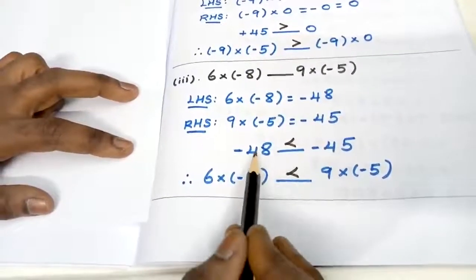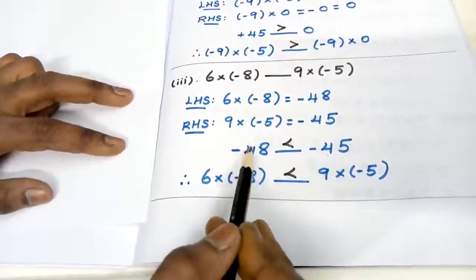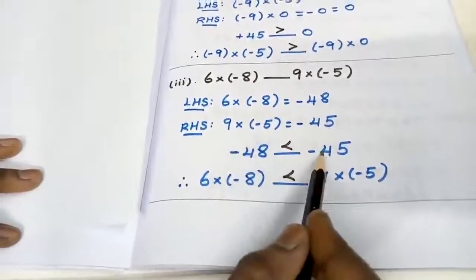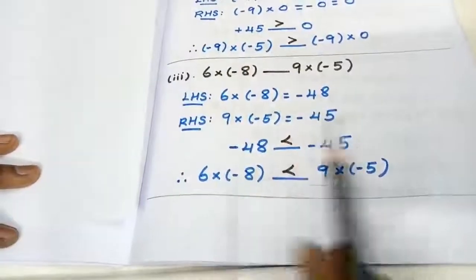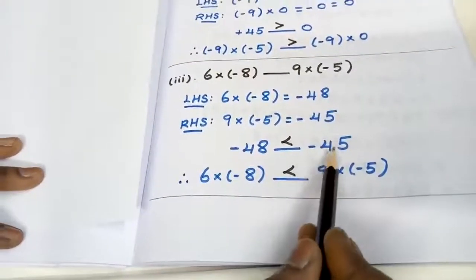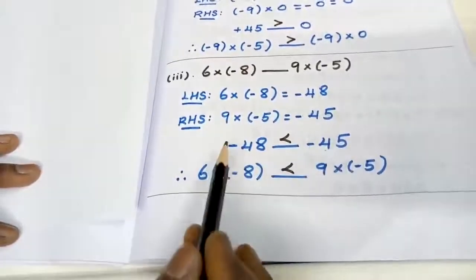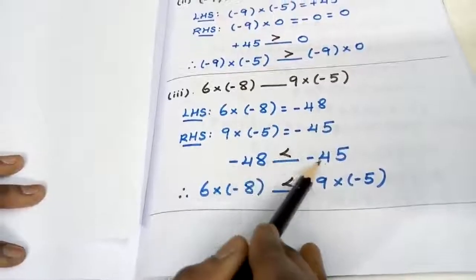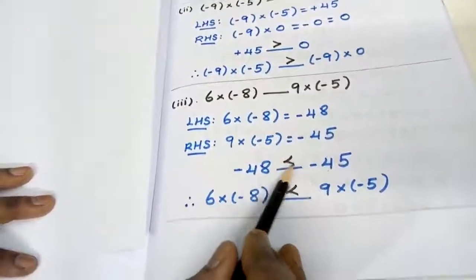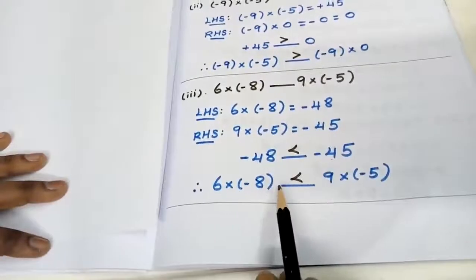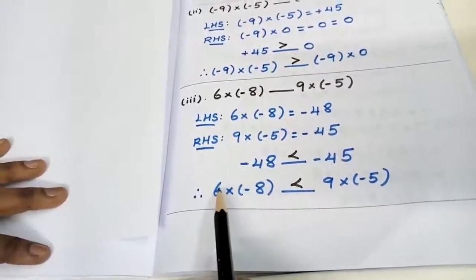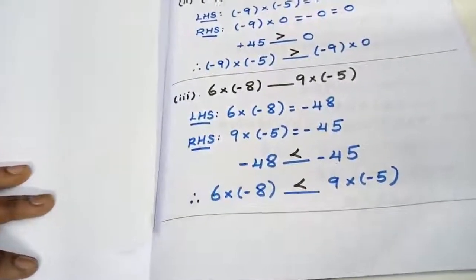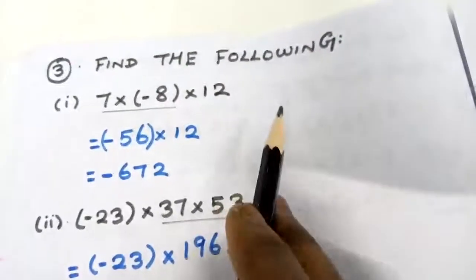Just the opposite. With the positive sign, 48 will be the greater number compared to 45. While you are doing the negative calculation, the smaller number will be the greater value, that is, minus 45 will be the greater number. So minus 48 is less than minus 45. So which number is going to be greater, on that side I am opening the arrow mark. So I am replacing the question in this case, that is 6 into minus 8 is less than 9 into minus 5.